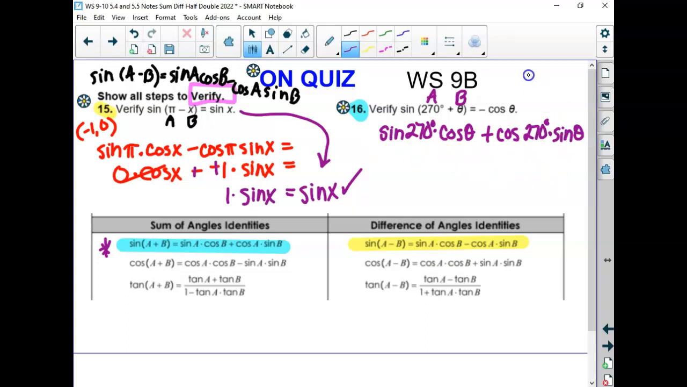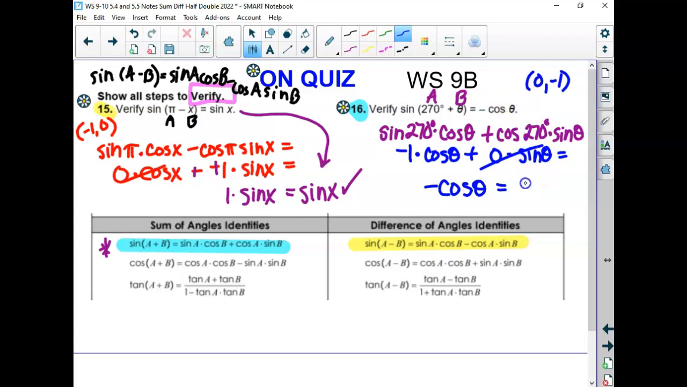Then if we go to 270, I think the ordered pair is 0, negative 1. Is that correct, guys? So the sine would be negative 1 times the cosine of theta, plus the cosine would be 0 times the sine of theta. And this would become 0, and we'd end up with a negative cosine of theta, which is what we were supposed to get according to the right-hand side up here.